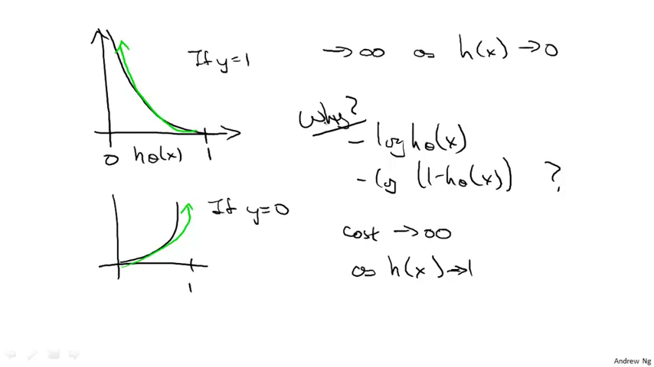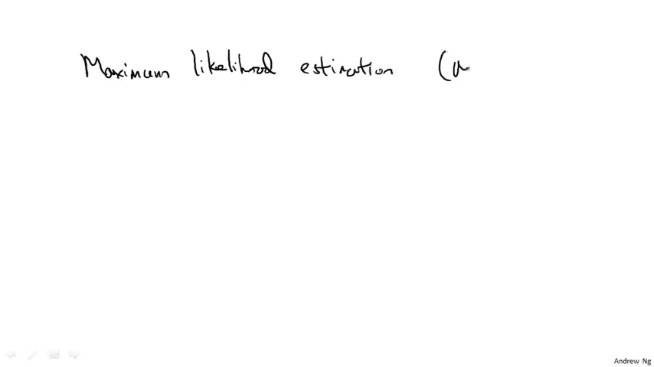I'm not going to go into the derivation, or into details here, but it turns out that if you look in statistics, there's an idea called maximum likelihood estimation, sometimes also abbreviated MLE. And if you take the idea of maximum likelihood estimation and apply it to the logistic regression model, then you end up with exactly the cost function that we came up with in this and the previous video.